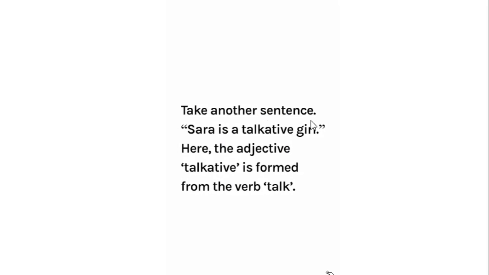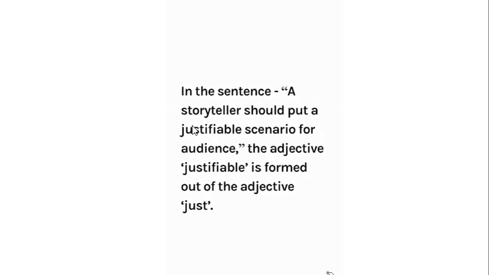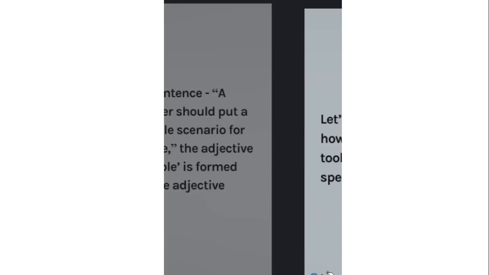Now let's take another example. Sarah is a talkative girl. So here the adjective talkative is formed from the verb talk. In the sentence, a storyteller should put a justifiable scenario for the audience, the adjective justifiable is formed out of the adjective just. So we are forming these adjectives from a noun, from a verb, or from an adjective itself.